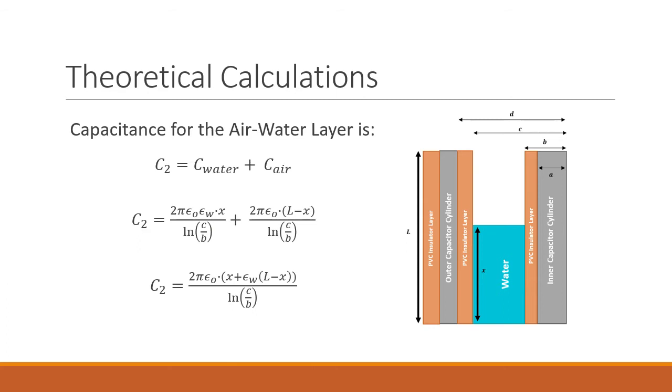For the air-water layer, since we essentially have two capacitors in parallel, the total capacitance for this layer is the sum of the individual capacitances for both the air-filled and the water-filled capacitors. Notice that both these individual capacitances are dependent on the height of water, x, and as such, the total capacitance for this layer is also dependent on the height of the water, x.